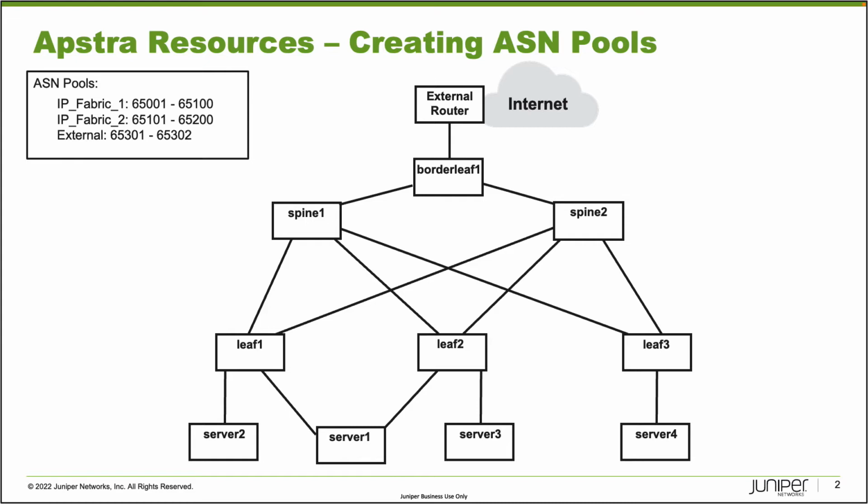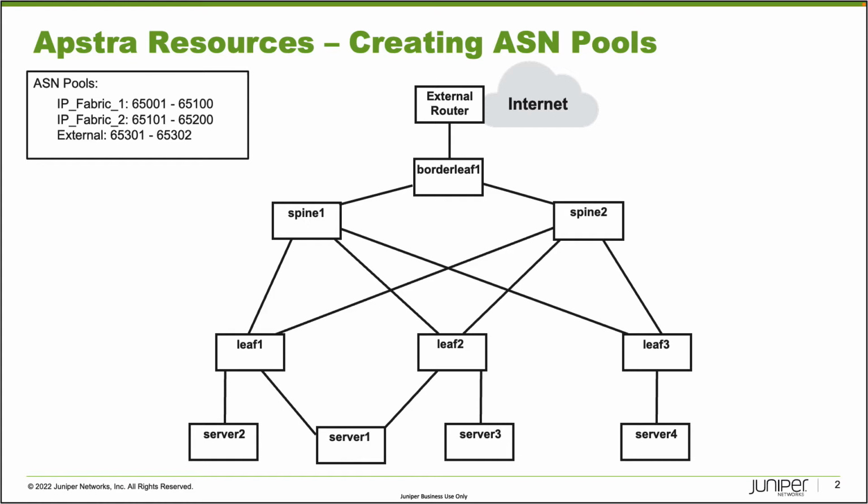And if you look at the ASN pools, there are 3 different pools we will be configuring. First is the IP fabric 1, IP fabric 2, then external. Now, for this topology we really only need IP fabric 1. That's more than enough autonomous system numbers. We can pass that out for the underlay and the overlay. Both of those will work just fine.